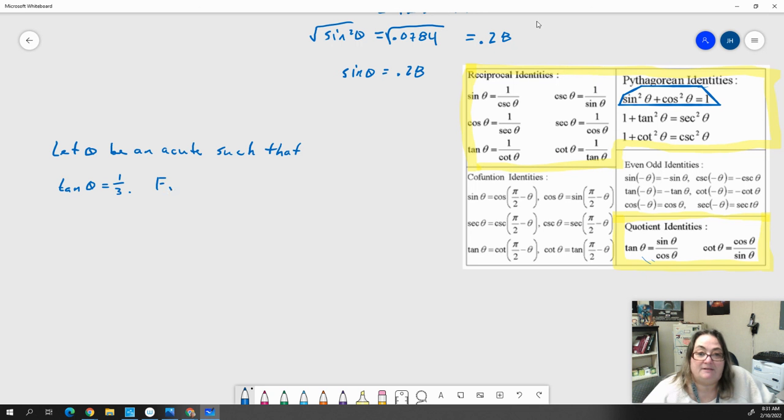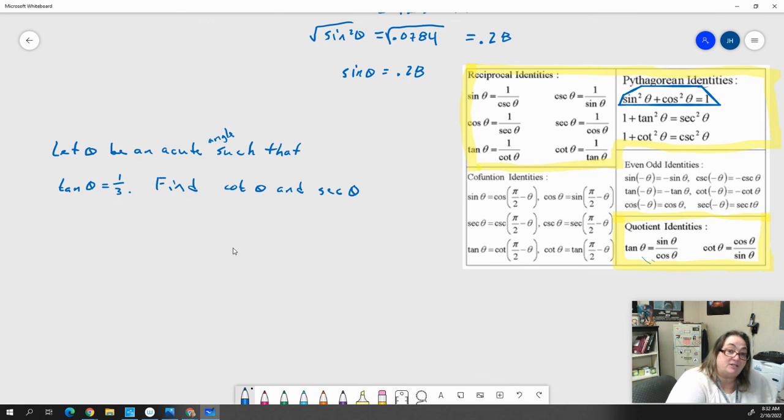We want to find cotangent and secant of theta. Cotangent of theta and secant of theta. Is that top one L-E-T or L-A-T? It's the word let: let theta be an acute angle. I didn't even write the word angle. Angle such that tangent of theta equals 1/3. And we want to find cotangent and secant of theta.